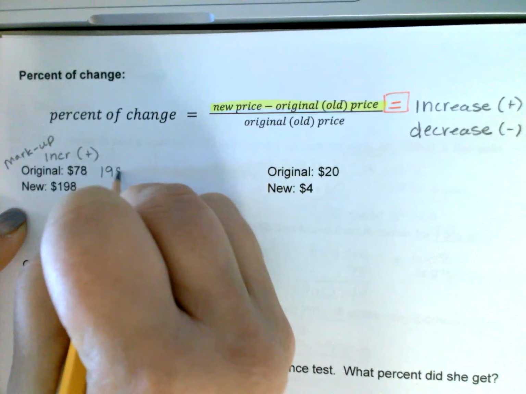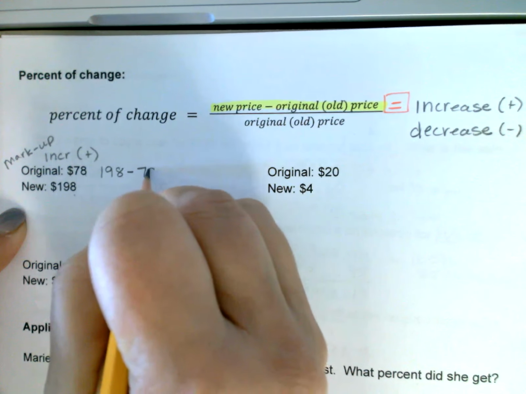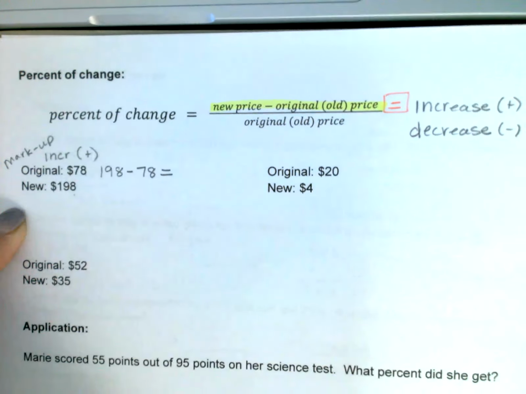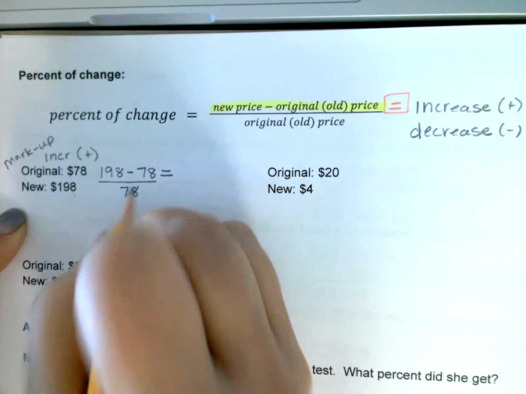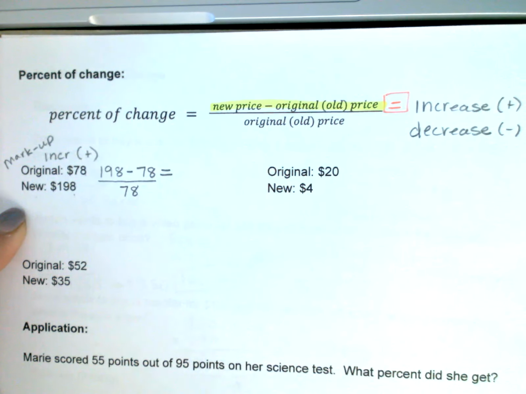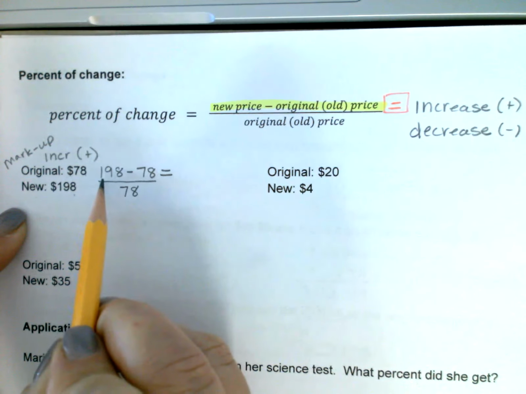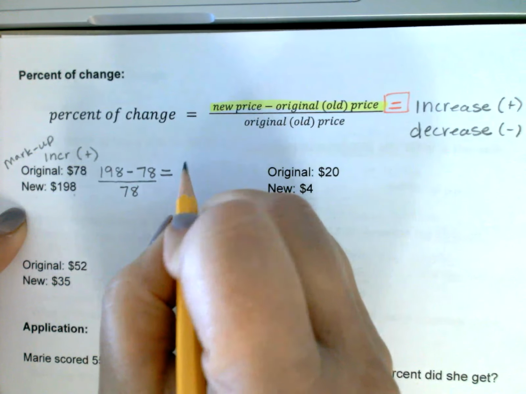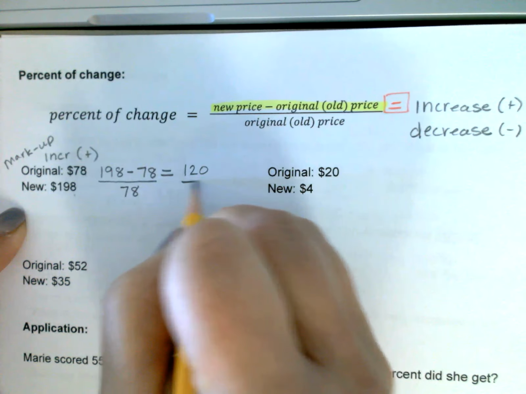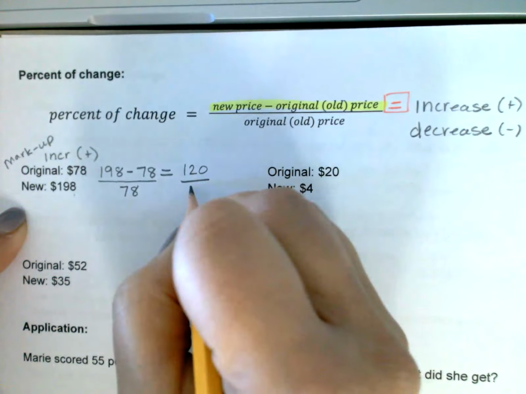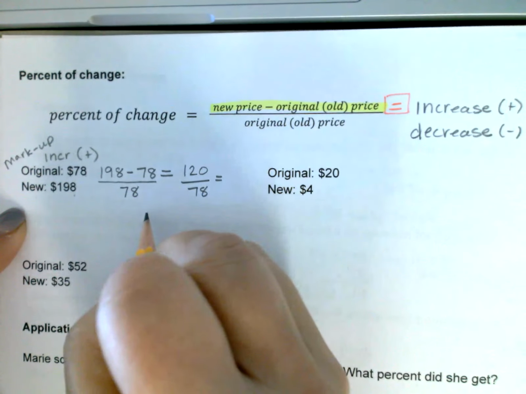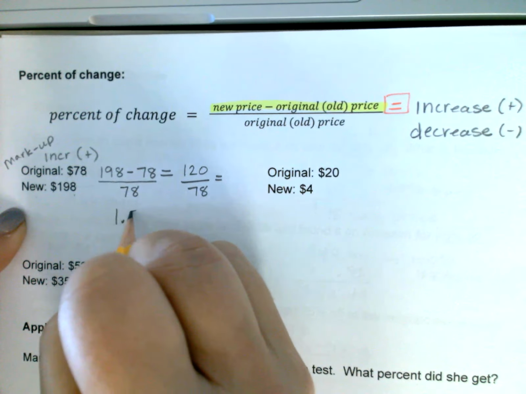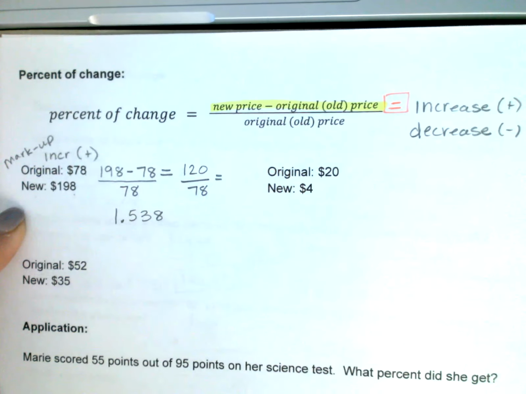So new minus original, hit the equal sign on your calculator, divided by original. This really just becomes a calculator game. So 198 subtract 78, I get 120. I hit equal, divide by 78. We want our answers to the nearest whole percent. My calculator gave me something along the lines of this.